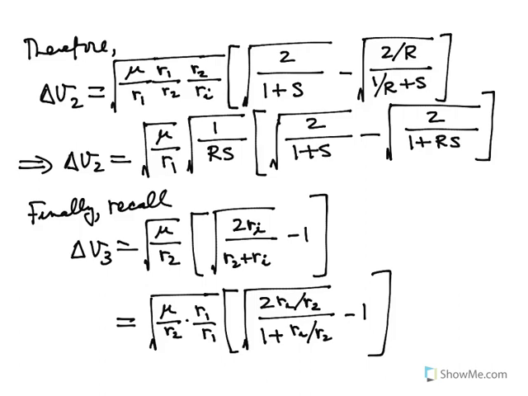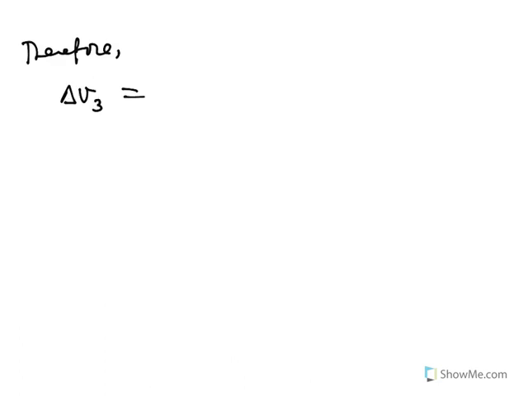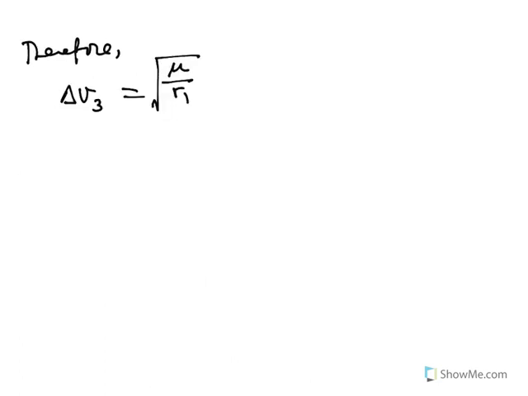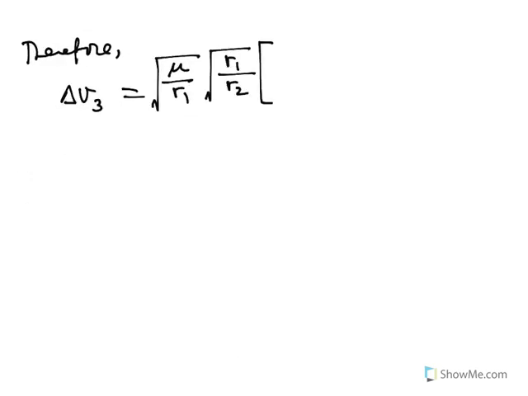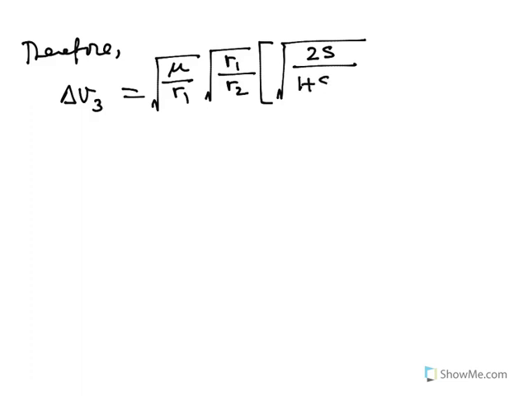So when I'm done with this expression, I get that delta V3 is equal to, so let's look at this, delta V3. I've got the square root of mu over r1. That's moving the r1 underneath the mu, and I've got times the square root of r1 over r2. Times, now what have I got here? I've got the square root of 2s all divided by 1 plus s, minus 1. So that takes care of everything inside.